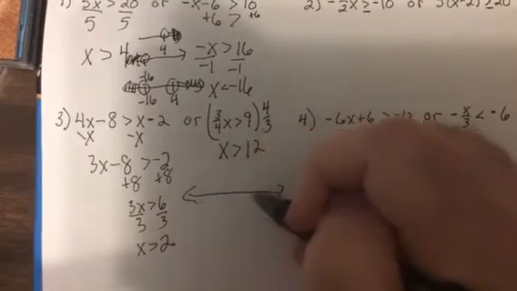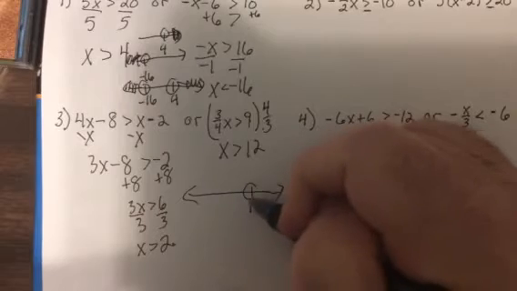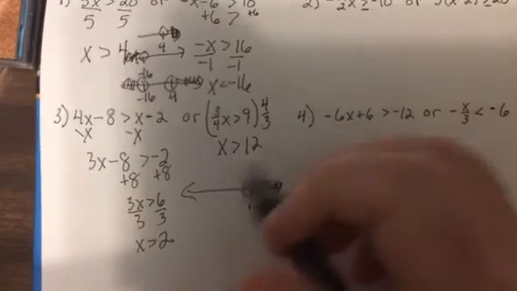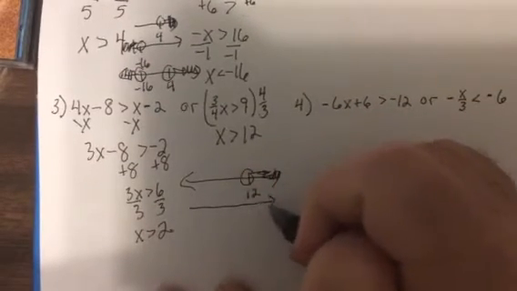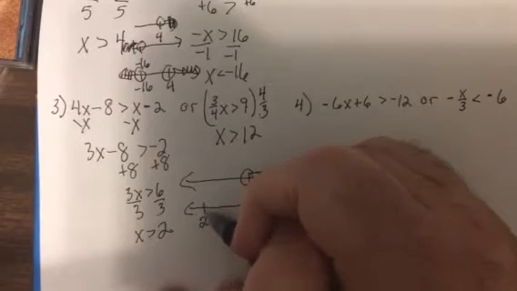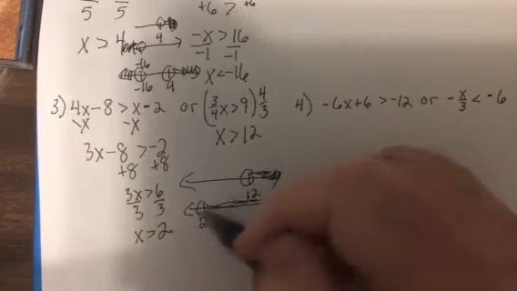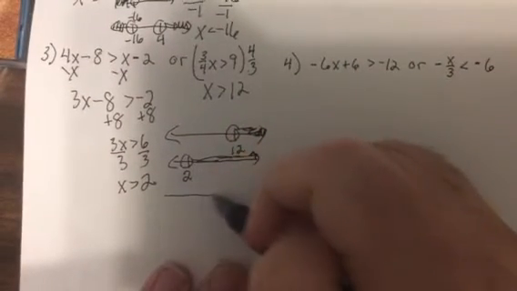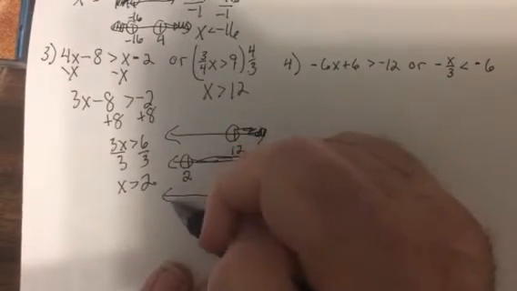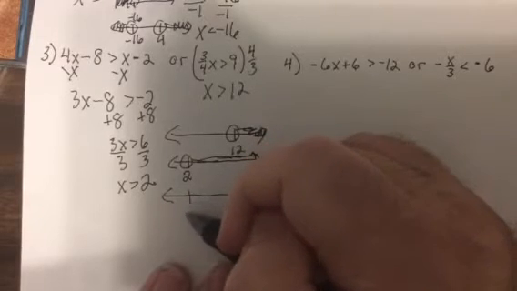Now again, if you can see the final answer, put it down. But I'll draw both just for fun. So here's greater than 2, here's greater than 12. Here's greater than 12, here's greater than 2. So OR is always the longer one if it's going in the same direction. Always.